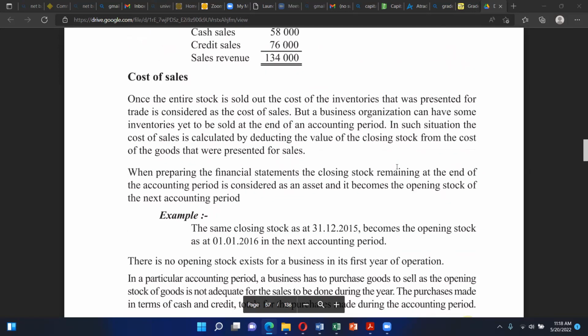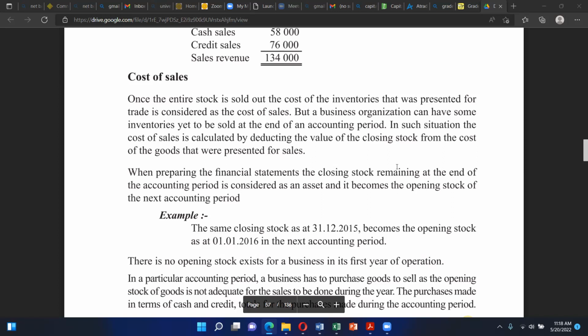Cost of sales. Once the entire stock is sold out, the cost of inventories that was presented for the trade is considered as the cost of sales. But a business organization can have some inventories yet to be sold at the end of an accounting period. In such situations, the cost of sales is calculated by deducting the value of the closing stock from the cost of the goods that were presented for sales.